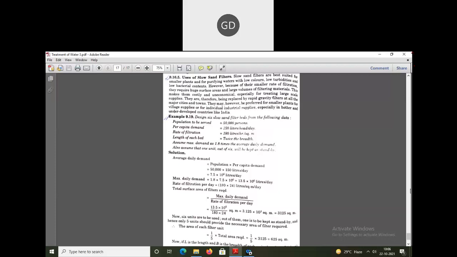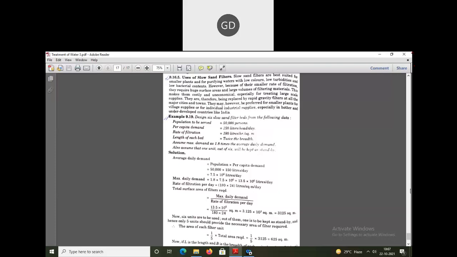Now it is given that the rate of filtration is 180 liters per hour per square meter, but we don't need it in hours, we need it in days, since the other units are also in days. So you convert it to per day, that is 180 multiplied by 24. If you multiply it by 24, you will get it per day. So the rate of filtration you have got.